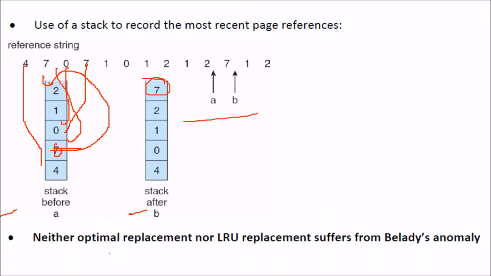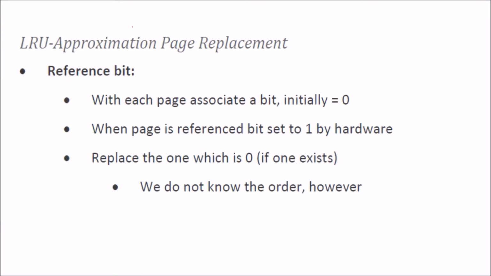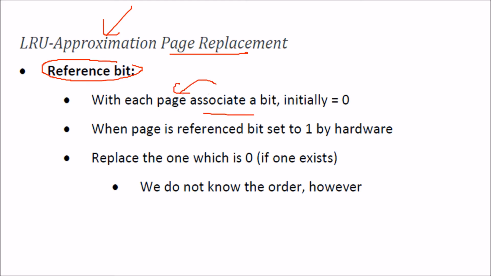So neither optimal replacement nor LRU replacement suffers from Belady's anomaly. For LRU approximation page replacement, you can have a reference bit. We can just associate a bit with each page. Initially make it 0. Whenever the page is referenced, this 0 is changed to 1 by the hardware, and the 1 is replaced with 0 if it exists. We do not know the order.